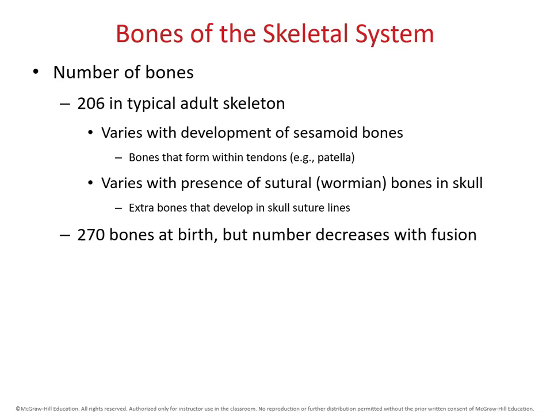We also may have little islands of bone in the sutures of the skull, and we call those Wormian bones. Those can vary from person to person. It's also not all that uncommon to have an extra rib or one rib less than normal. And likewise, some adults have one more or one less lumbar vertebra than we typically see. We have 270 bones when we're born, but that number decreases as bones fuse together, and we'll be looking at that, especially in the skull, in a couple videos from now.